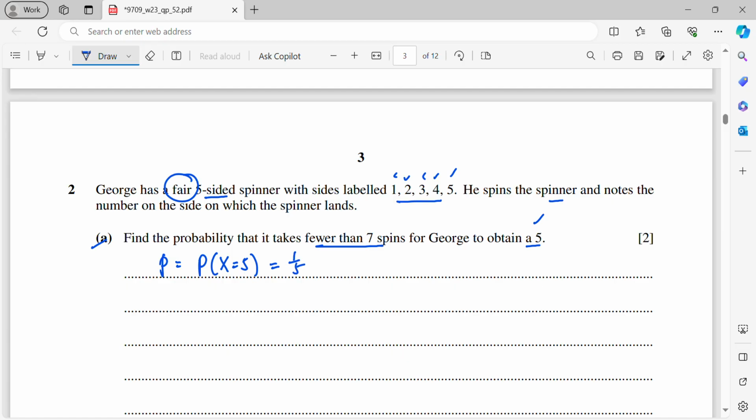So 1 over 5. And this is basically a geometric distribution, which means our Q is 1 minus P, which is 1 minus 1/5, so I get 4 over 5. Since this is geometric, I will let Y be the number of spins. So P is 1 over 5 here. Now you need to calculate the probability that it takes fewer than 7 spins to get the first 5. That means P(Y less than 7).